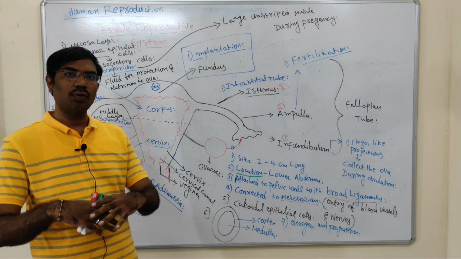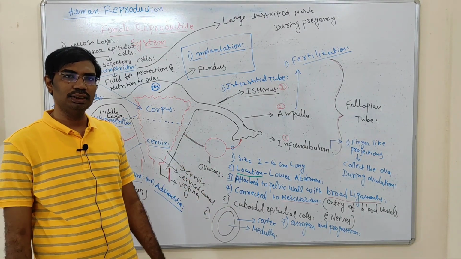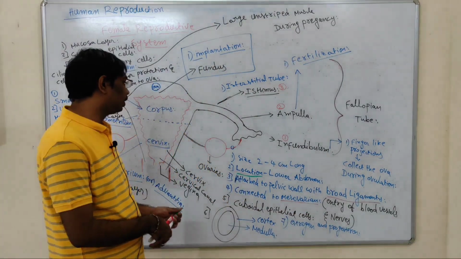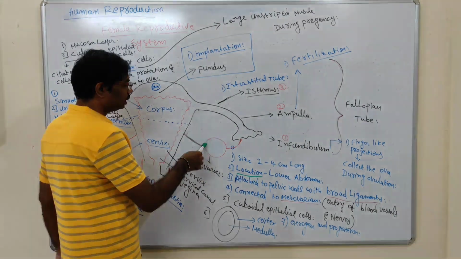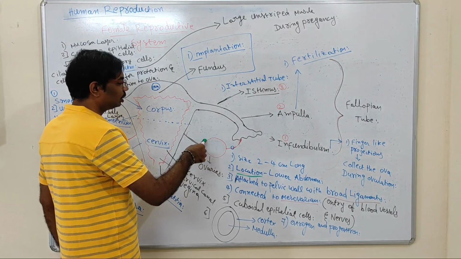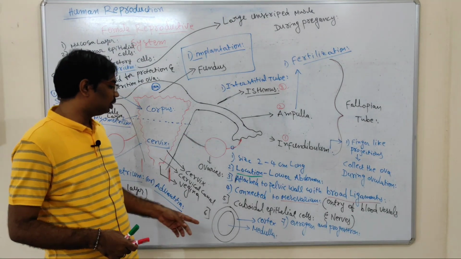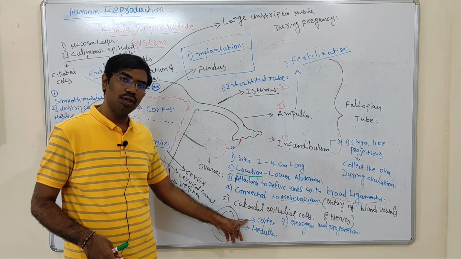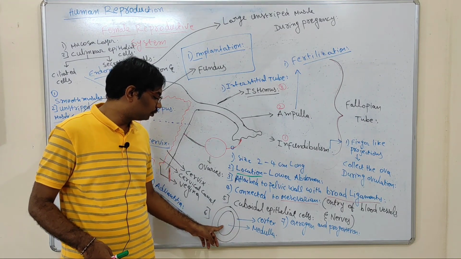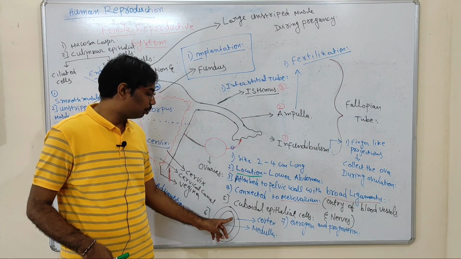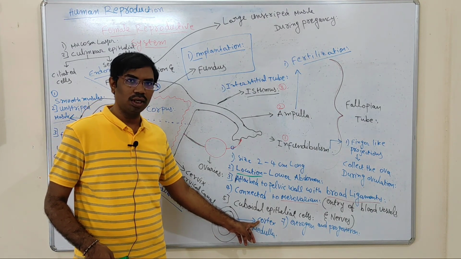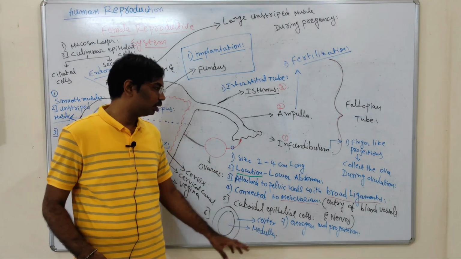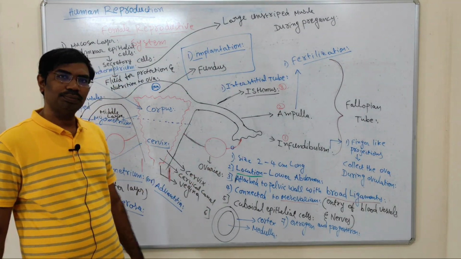The ovary is covered by a special kind of epithelial cells, called cuboidal epithelial cells. The ovary is divided into two parts. The outer or peripheral part of the ovary is called the cortex, and the central or middle part of the ovary is called the medulla. Okay, so this is about the ovaries.